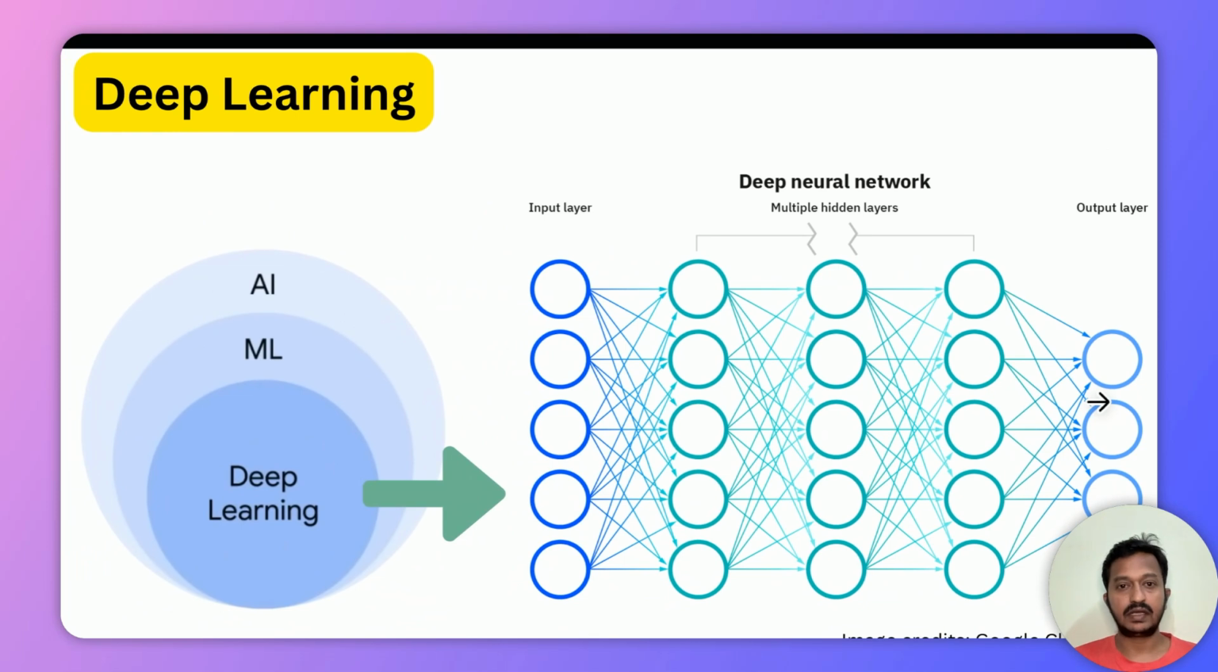Under machine learning, we have deep learning, right? Deep learning is where we see these neural networks. You might have seen this image on the internet and in many presentations. There is an input layer, multiple hidden layers, and an output layer. This is the deep neural network, and that's where deep learning comes into the picture.